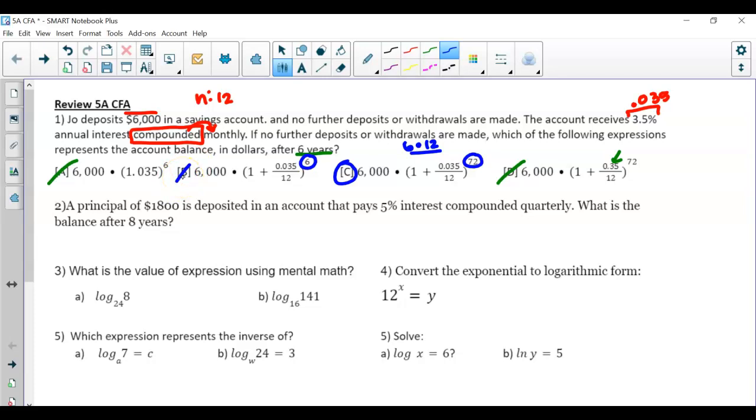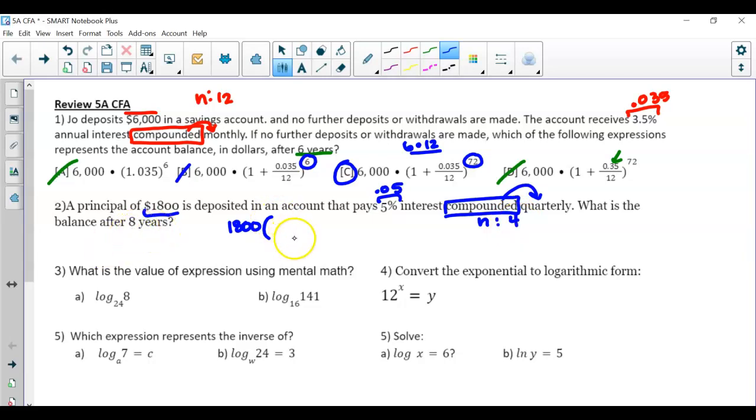Now in question 2, we are actually calculating. You're starting with that principal original amount of $1,800 being deposited. You have an account that pays 5% interest or 0.05, right? Divide by 100, move the decimal 2 times to the left. And again, compounded, so we have another value of n, compounded quarterly, which means n has a value of 4. What is the balance after 8 years?